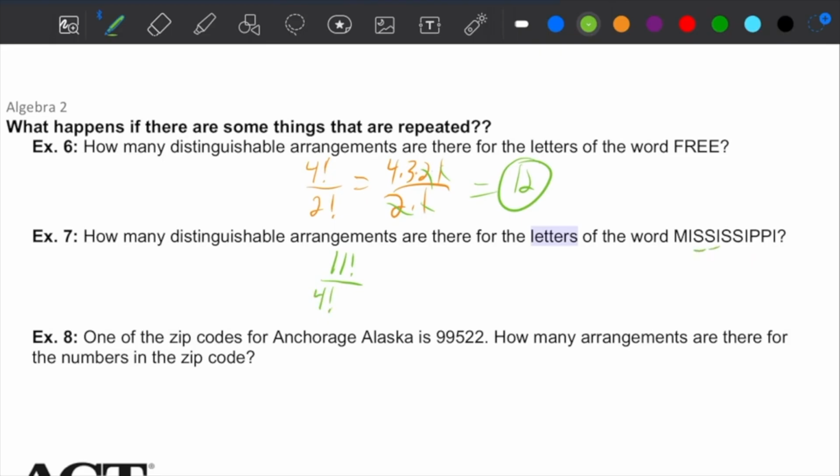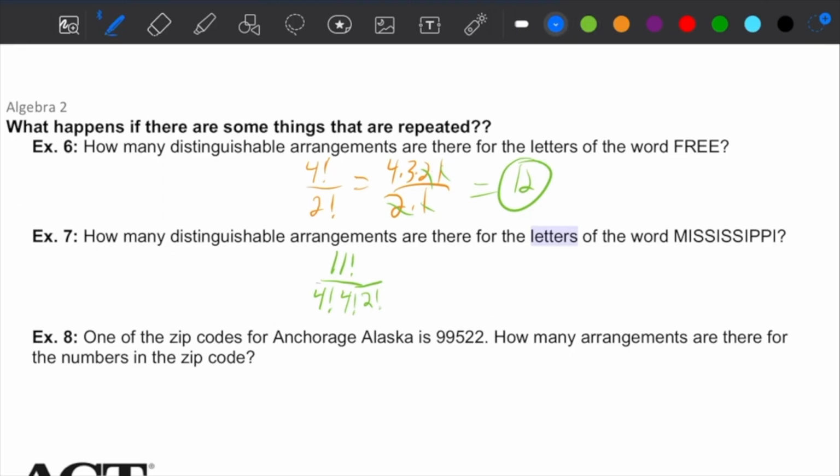Then you have to go through the same thing for the S's. Another 4 factorial on the bottom. And then for the P's, you have to do another 2 factorial. And so what happens here is each time you have a letter repeated, you have to do factorial, divide by a factorial for that letter.